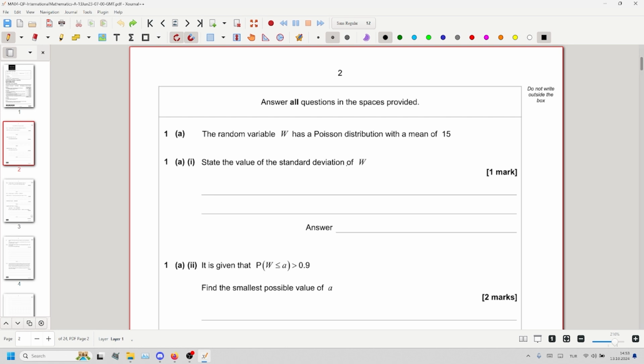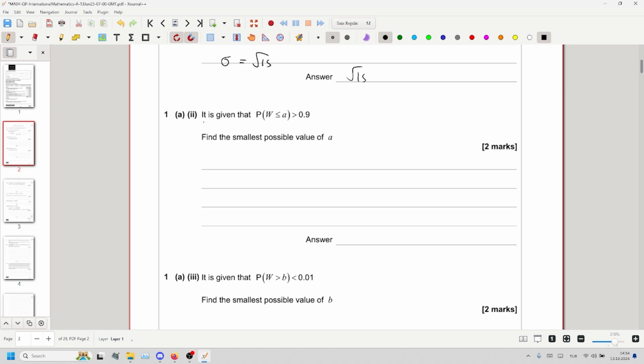So our first question is that a random variable W has Poisson distribution with mean 15. So W is distributed Poisson 15, and it asks us the standard deviation of W. The standard deviation is going to be equal to the square root of the variance, and the variance here is 15. So sigma here is root 15. So our answer is root 15.